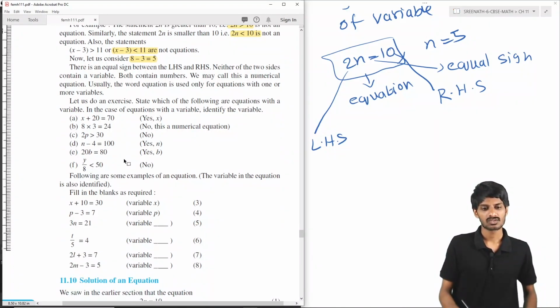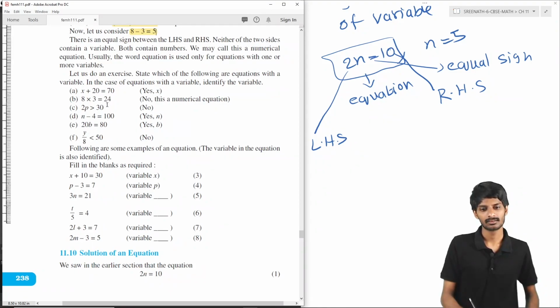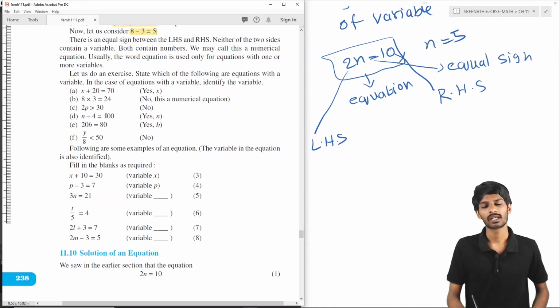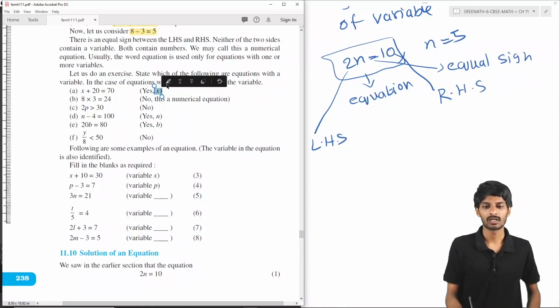Like that, students. So x plus 20 equal to 70. Is it an equation or not? Yes. 8 into 3 equal to 25. No, it is a numerical equation. It is not an algebraic equation. An algebraic equation must have a variable like this. 2p greater than 30 is not. 20b equal to 80. Yes, there is a variable and there is an equal sign.